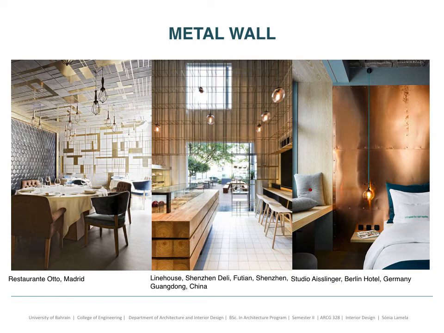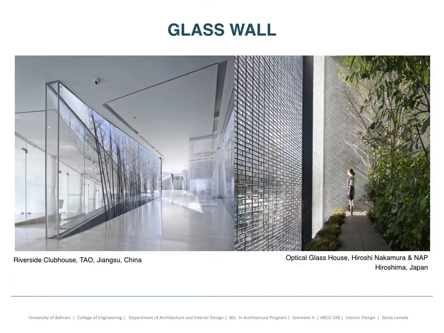They look like, you can see several examples with this metal wall using different patterns that can relate to an idea of mashrabiyya, let's say, if we think about your cultural approach. Now we have also another type of wall, the glass wall.